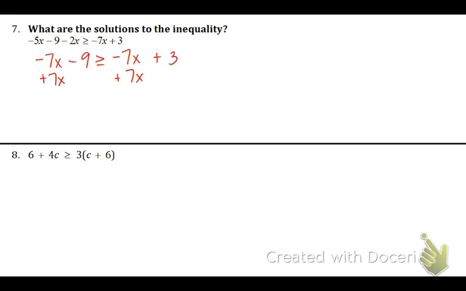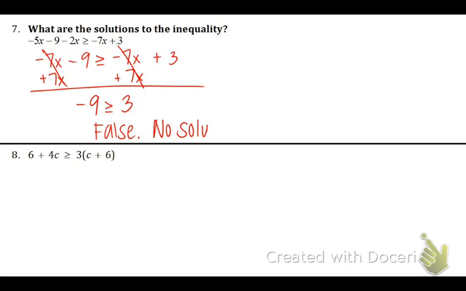sides. The variables cancel out once again. That means we have a special case. Bring down the -9 and bring down the positive 3. Is -9 bigger than 3? No, it's not. So we're going to write false. And the answer is no solution. Remember, no solution means no number works for the inequality.